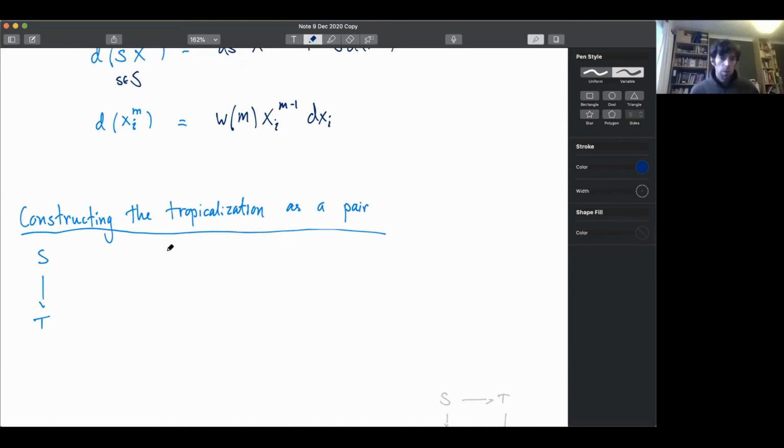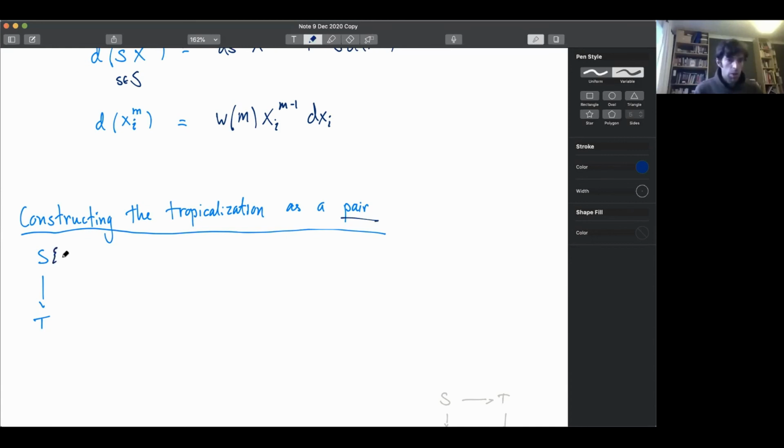So these pairs where I have a differential semi-ring, where we have this tropical Leibniz rule up top, and an ordinary semi-ring down below and a homomorphism. These things I call pairs. These seem to be the thing that we want to use to construct tropicalizations as objects.